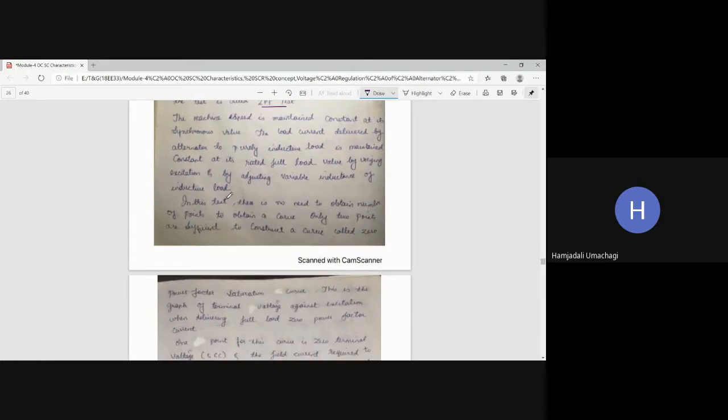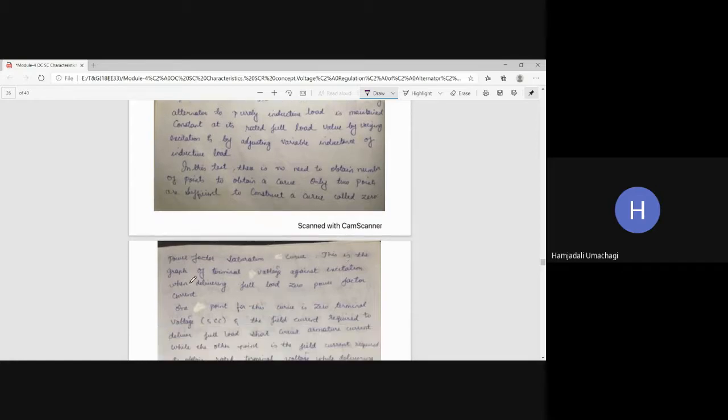Let us see. In this test, there is no need to obtain a number of points to obtain a curve. Only 2 points are sufficient to construct a curve called the 0 power factor saturation curve. So the curve or the information by using which we are going to plot the graph, that curve we call the 0 power factor saturation curve. And to draw this curve, we want only 2 points.